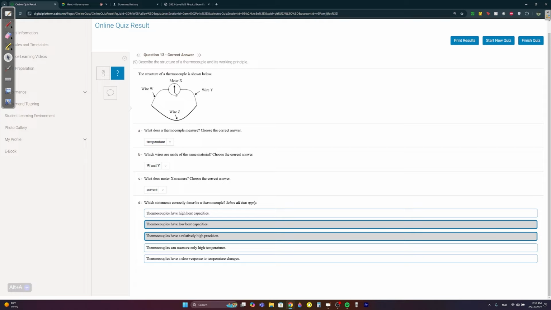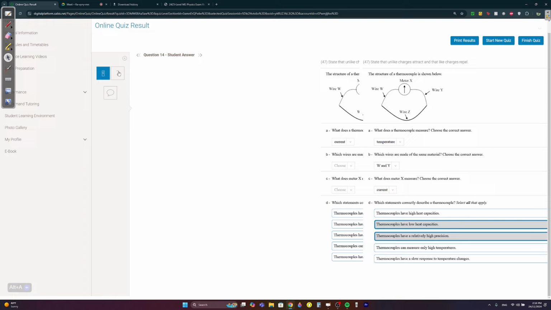What does X measure? X measures, obviously, current. It's a galvanometer. Which statement correctly describes a thermocouple? They have low heat capacities and they have high precision, right? Do they have high capacity? No. Do they only measure high temperatures? No. Do they have slow response? No. They're very sensitive to respond fast.